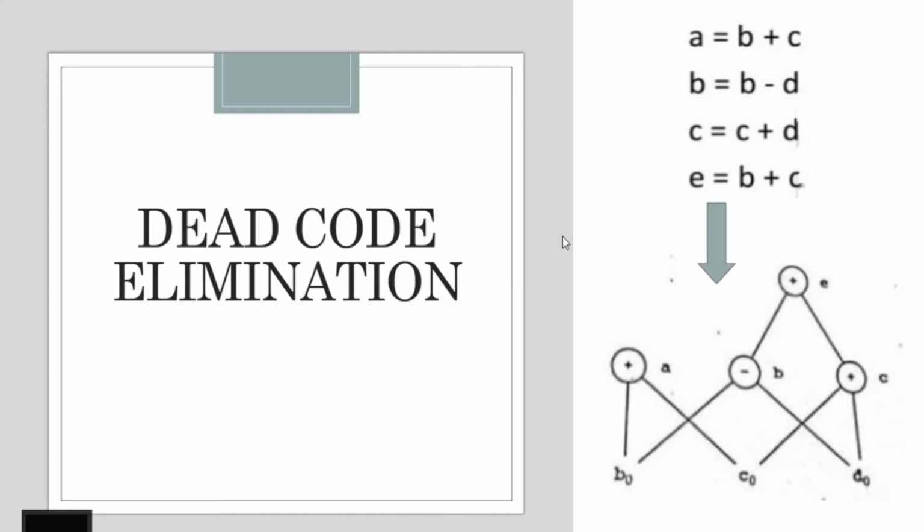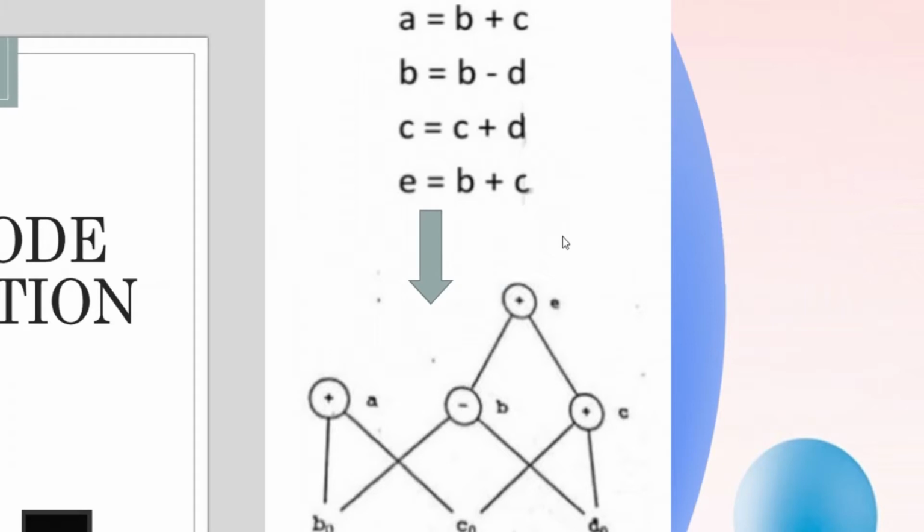See here, we are having a 3 address statement: A equal to B plus C, B is equal to B minus D, C is equal to C plus D, E equal to B plus C. Let us draw a DAG for this. So first we will draw B plus C. So B and C is here. We will add B and C, and the result is stored in A, right? Next we will subtract B and D, and the result is stored in B.